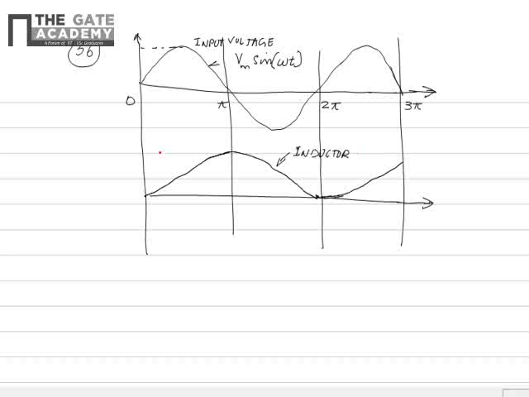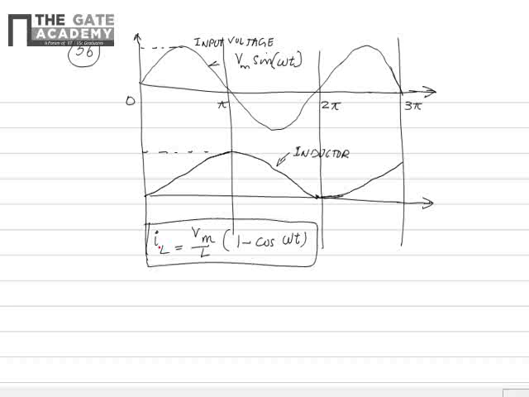The continuity of this current will depend upon the value of the inductor. If the value of the inductor is very large, then this ripple will be minimum. Hence the output waveform will be of the form Vm by L into 1 minus cos omega t. So this will be the value of the inductor current.